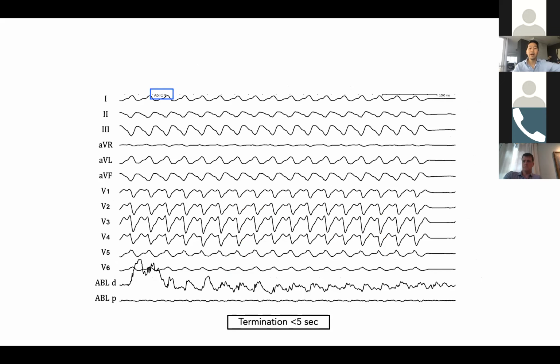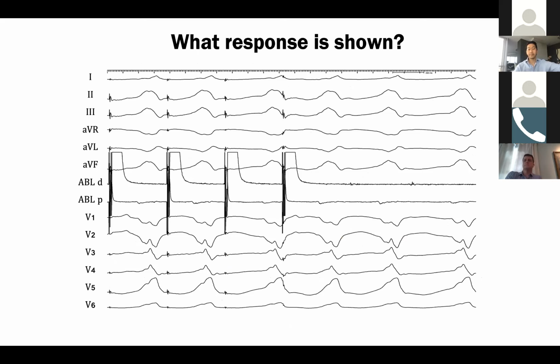And then here, ablation comes on at a site that, by entrainment, could only be shown to be a bystander, one of the components, and then it goes away in 5 seconds. Okay? All right. Here, maybe second to last, we'll whip through this one quickly. What is the problem with this entrainment? Am I even capturing? Well, what's weird is the stim to QRS kind of keeps changing.